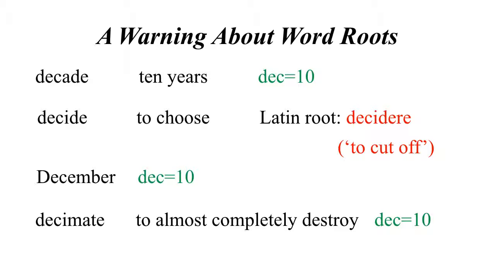However, as that punishment became less and less common over time, the meaning of the word changed. And eventually, it came to mean the almost complete destruction that we know it as today. So again, just like with December, if you knew the DEC in decimate meant 10, you would have been right. But it wouldn't have helped you in guessing the current meaning of the word. So that's a problem with these Latin and Greek word roots.